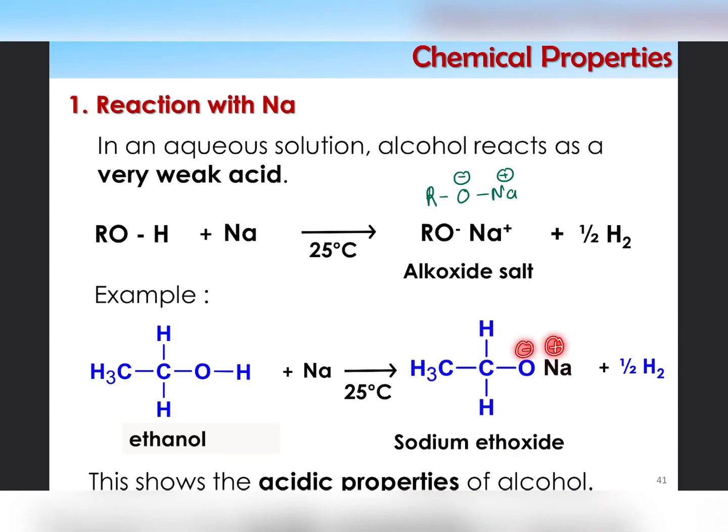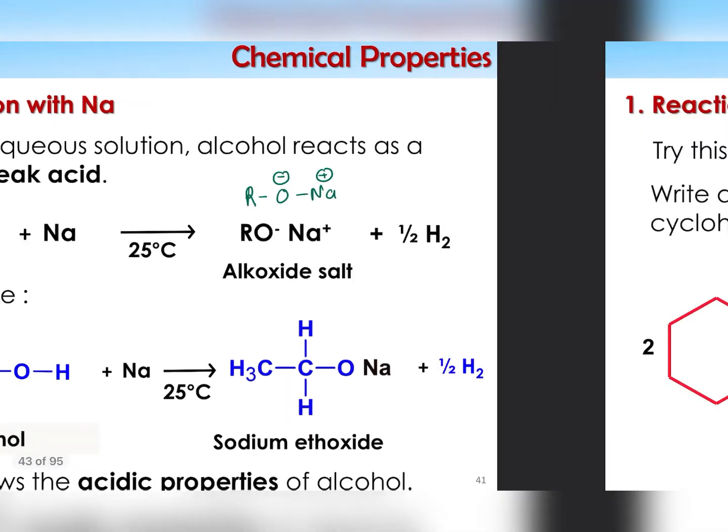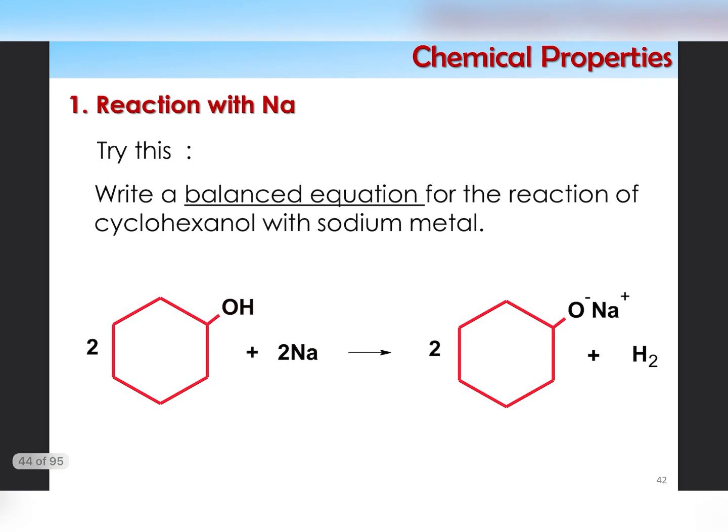Okay, sebab sodium ethoxide, the salt, okay, it can be easily form Na plus, and this part will be your ethoxide ion. And this shows the acidic properties of the alcohol. Right, so let's have a look at another example. Let's say you have this cyclohexanol react with sodium, and then you will get this alkoxide ion and hydrogen gas.